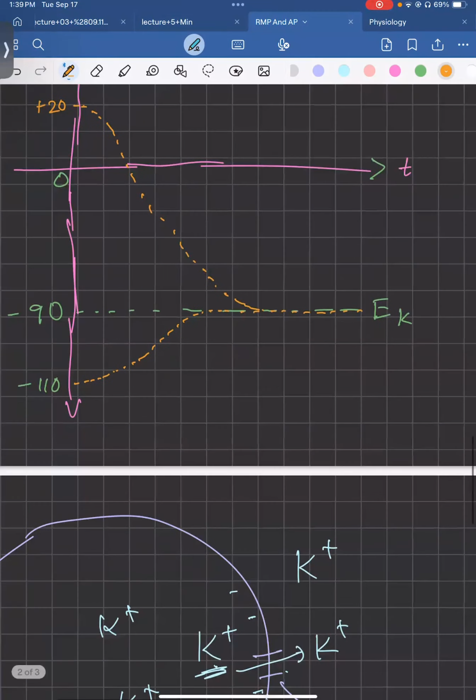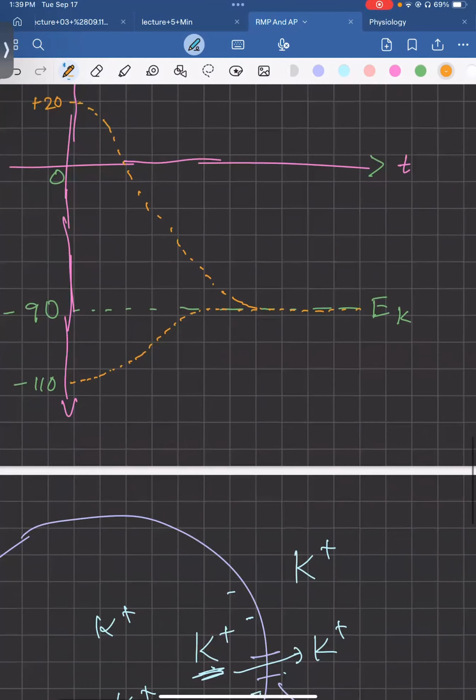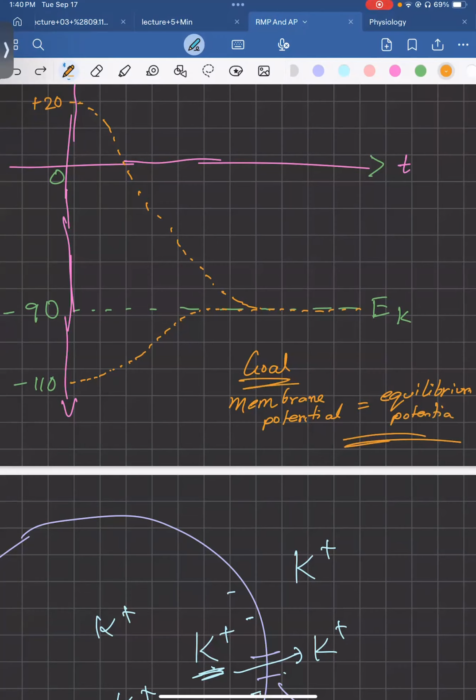Again, the concept is that ions want to move in a manner that the membrane potential becomes the equilibrium potential. That's their goal. Their goal is to make the membrane potential equal to the equilibrium potential. That's our goal. Is that okay? Cool.